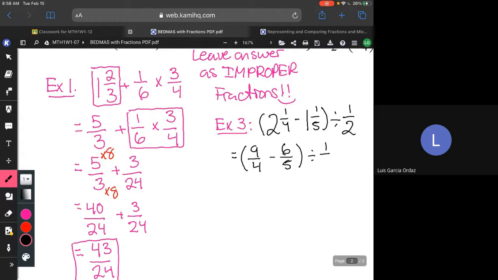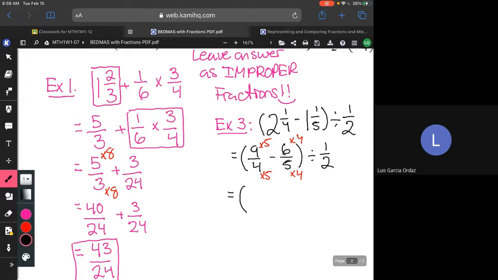So we have 6 over 5 divided by 1/2. According to BEDMAS, what would come next? Lance? Do we have any exponents? We have brackets, right? So we're going to do the brackets first, which is my subtraction on the inside. So I have 9 over 4 minus 6 over 5. Different denominators, so we have to figure out what my LCD is. What would my lowest common denominator between 4 and 5 be? Yes, thank you, Caesar. 20. To get from 4 to 20, I multiply by 5. To get from 5 to 20, I multiply by 4. So what do my new fractions become?